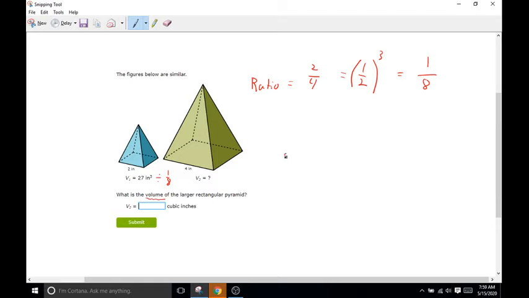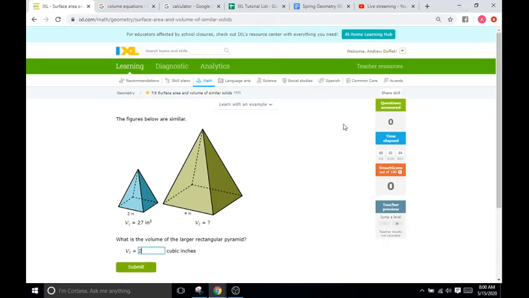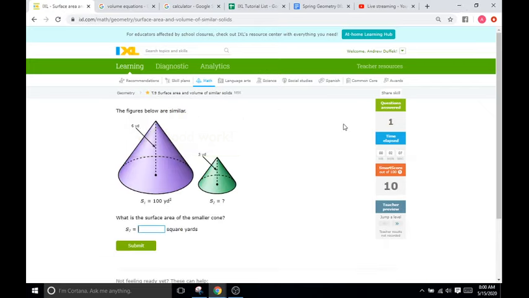So with that in mind, we'll go 27/1 times 8/1, right? Because we flip the fraction. And so 27 times 8 is going to be equal to 216 over 1, which is equal to just 216. So the volume of our second shape is going to be 216. Okay, and there you go.